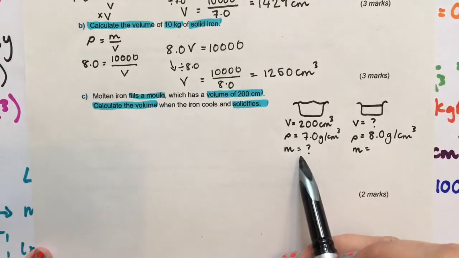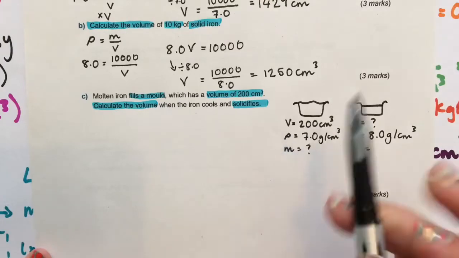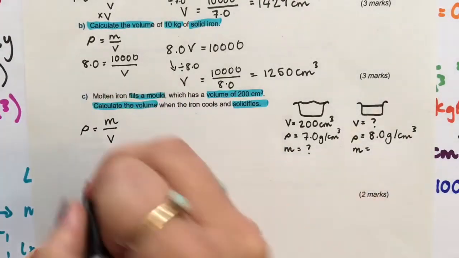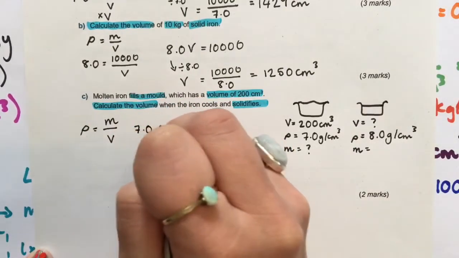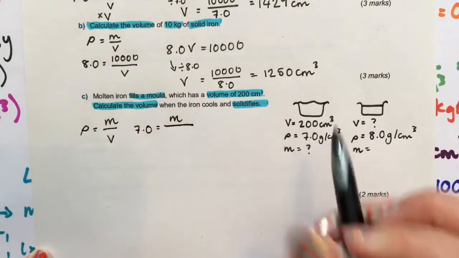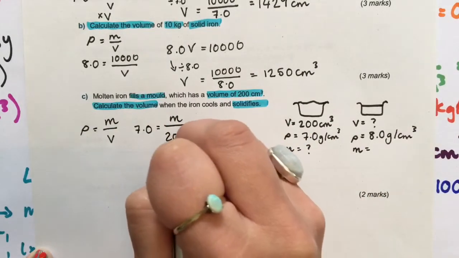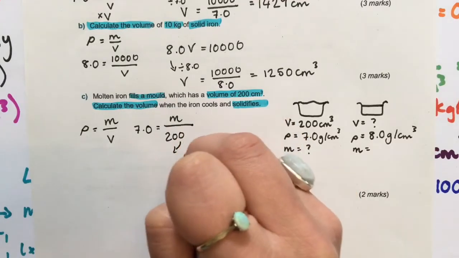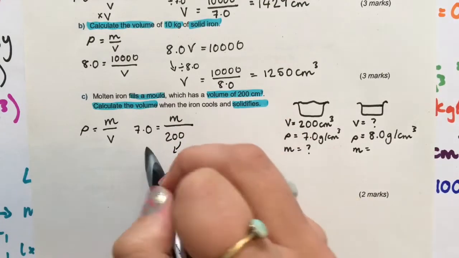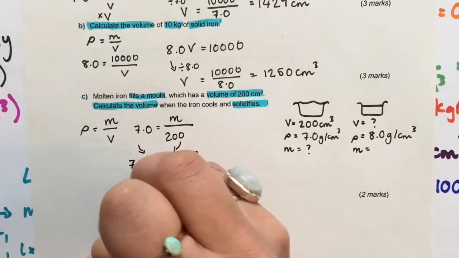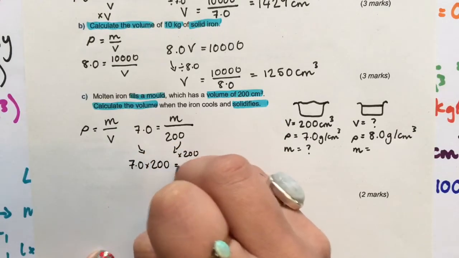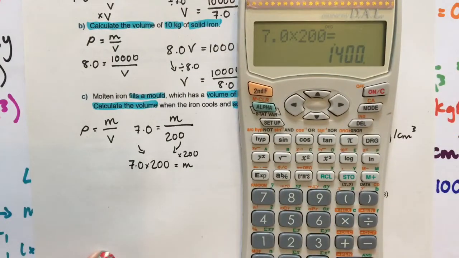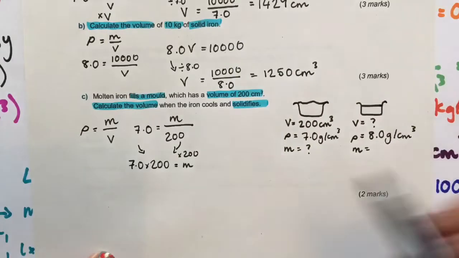So first of all, we want to find the mass of the molten iron that goes in. So density is mass over volume, and the density is 7.0. The mass we don't know, so we'll just write M, and the volume is 200. So at the moment I've got M divided by 200, so I need to times by 200, and I'll do that to both sides. So I'll do 7.0 times 200 will give me the mass, which is 1,400 grams.